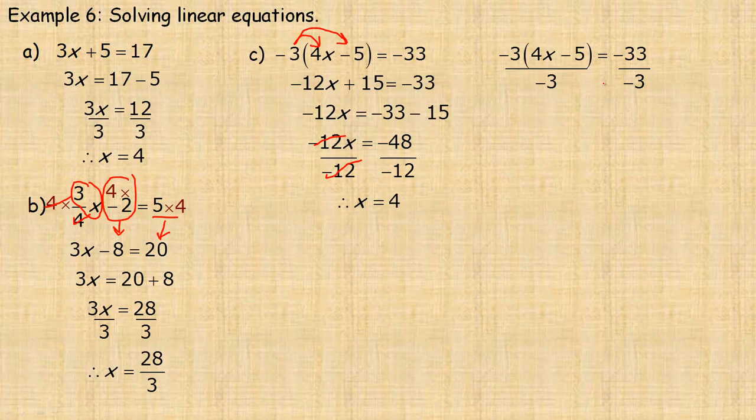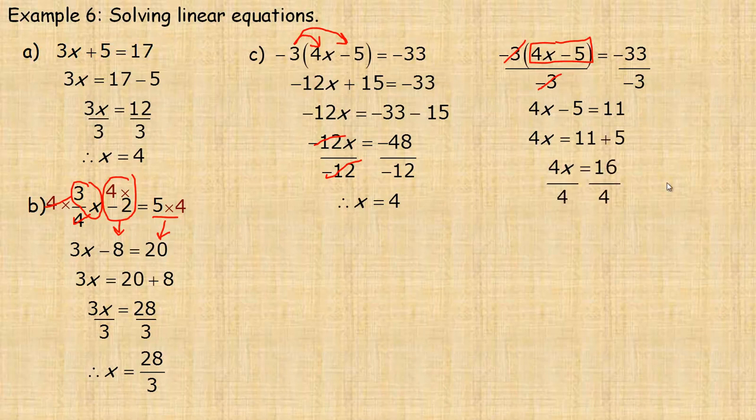So you see, my whole purpose for doing this is that it divides out, so on the left I now just have the 4x minus 5. And -33 divided by -3 is 11. So I divide by -3, I get this, bring the 5 over and add it to the 11, which is 16, and then divide by 4. Of course, we get 4 again. We have to get the same answer. So that's another way you can do that. I wouldn't bother if that number didn't go into this number. I'd probably just use the strategy over here.